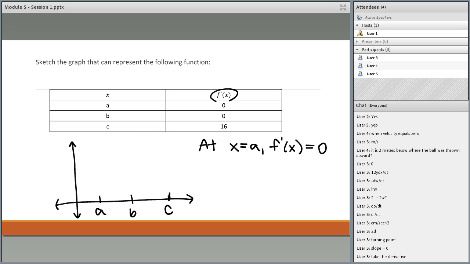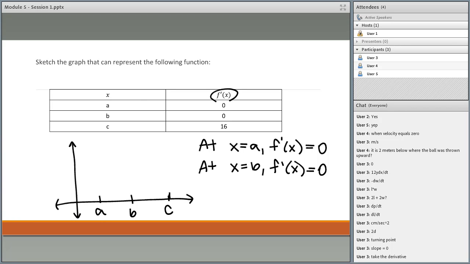At x equals a, the derivative is 0, which means there's a potential local max or local min there. We don't necessarily know which one it is yet. Let me look to the next one. Well, we have the same situation at x equals b. We have another tangent line slope of 0, which means it could be a local max or a local minimum. Or another way it was said earlier is turning directions. So at these two places, the graph is changing direction. We just don't know which one is which.